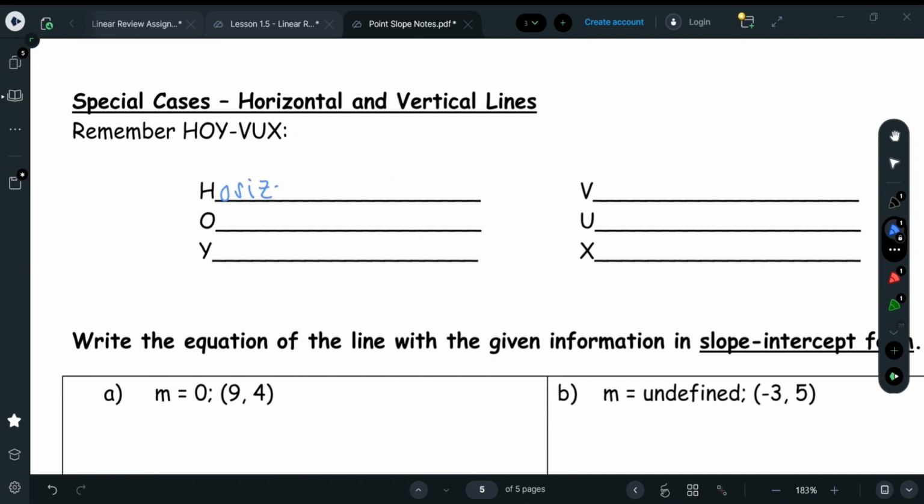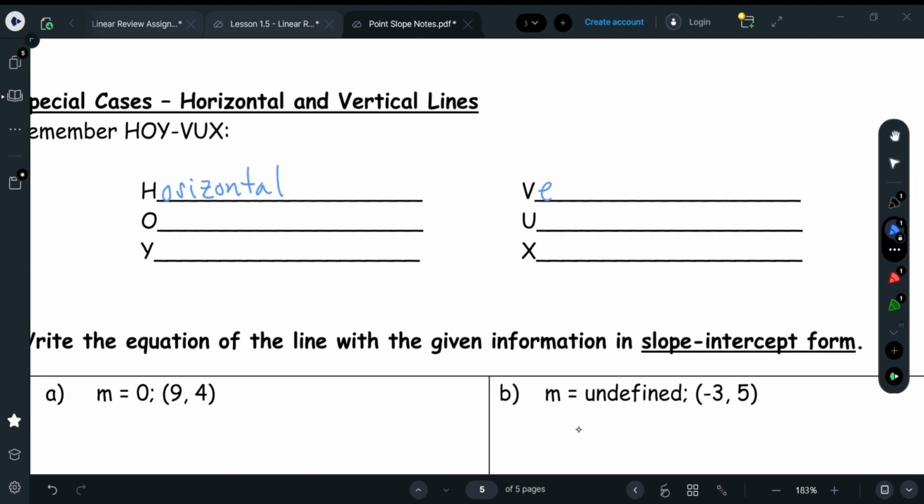horizontal, V is vertical. A horizontal line has a zero slope, m equals 0. And a horizontal line has an equation of the form y equals some number. Here's an example, y equals 10. That's a horizontal line going left to right through the y-axis at 10.